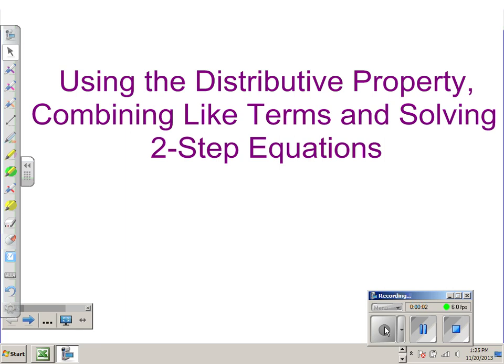Hello, PLMS. Today we're going to be working with using the distributive property, combining like terms, and solving two-step equations. That is our I can statement for the day.